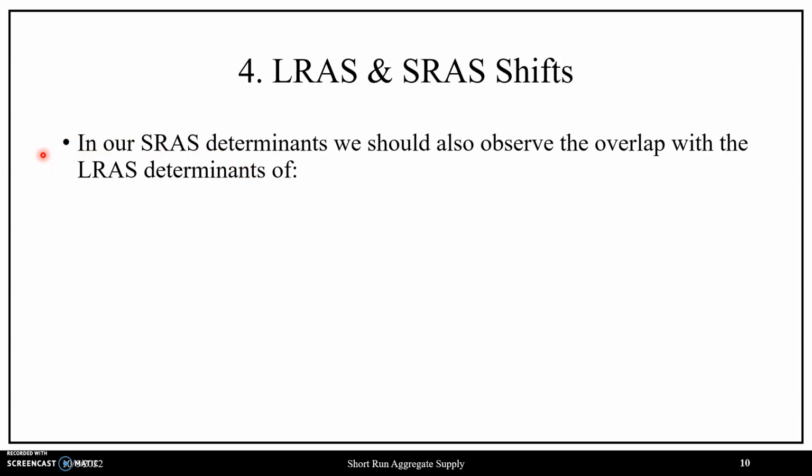rightward and a leftward shift of the curve, we also want to observe in our discussion of determinants that there is overlap between the short-run and long-run aggregate supply curve in terms of the determinants. More specifically, the short-run aggregate supply curve was determined by the availability of the factors of production, which has an overlap with the labor force of an economy, given that labor is used to produce goods and services and is a factor of production. And more explicitly, we saw that productivity was a determinant of the short-run aggregate supply curve.